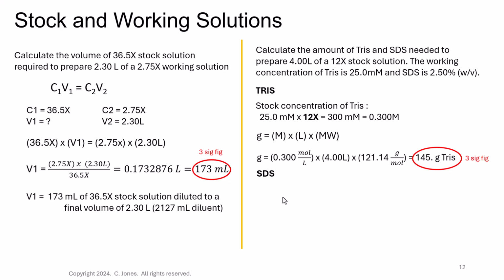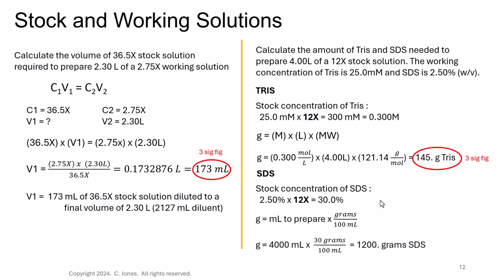So we did Tris all by itself, and now we do SDS all by itself. The working concentration of SDS is 2.50%. We're going to multiply that by 12x because that's our stock solution. And we end up with a 30% concentration for the stock solution. So to figure out how many mLs of SDS we need and grams, we're going to take 4,000 mLs, right? That's our 4 liters. But we do percentages in milliliters. So it's going to be 4,000 mLs times the 30%, right? And 30% is 30 grams per 100 mLs, or we need 1,200 grams of SDS, right?